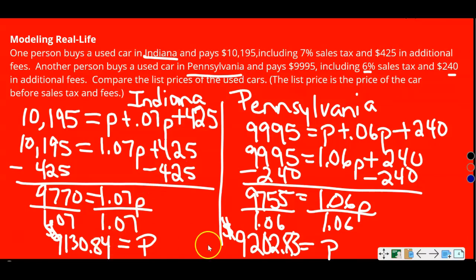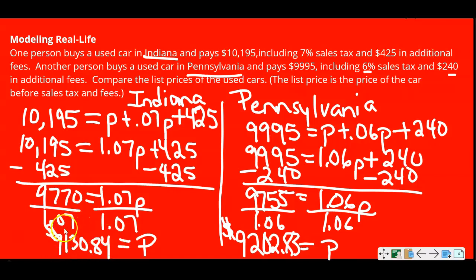All right, so we did that. We found the price here, and we compared those. There is a difference of right at $72 between the two cars. All right, again, these are equations, so you can check your answers.